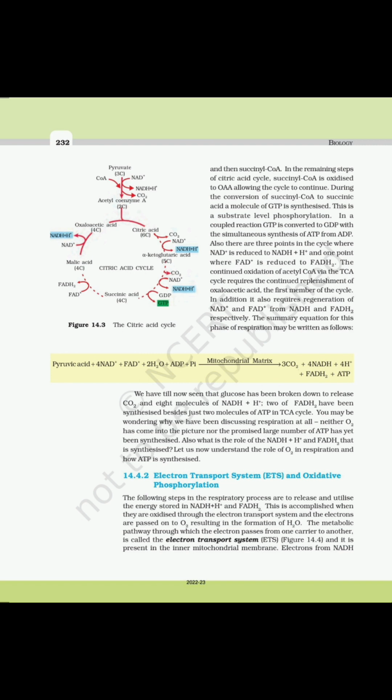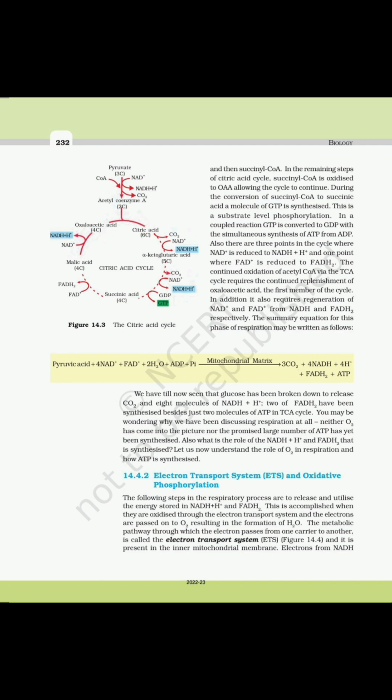We have till now seen that glucose has been broken down to release CO2, and 8 molecules of NADH + H+ and 2 of FADH2 have been synthesized besides just 2 molecules of ATP in the TCA cycle. You may be wondering why we have been discussing respiration at all. Neither O2 has come into the picture nor the promised large number of ATP has yet been synthesized. Also, what is the role of the NADH + H+ and FADH2 that is synthesized? Let us now understand the role of O2 in respiration and how ATP is synthesized.